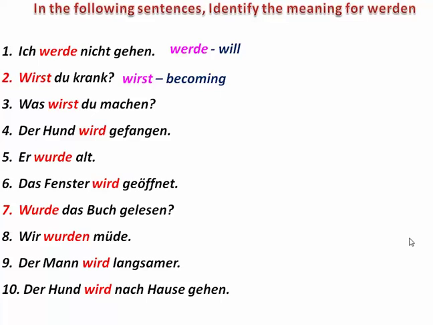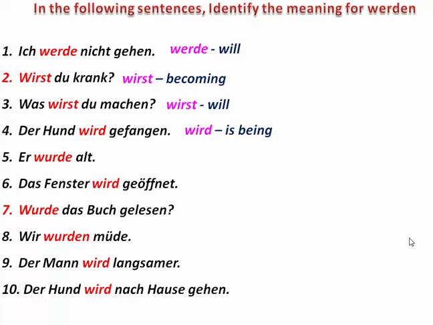Nummer 3, was wirst du machen? Again, this is the future tense, and we can tell this because machen is at the end, and it's in its infinitive form. It's a question, but it's still the future tense. Der Hund wird gefangen. The dog is being caught. This is the passive voice, present tense. So der Hund wird gefangen, or the dog is being caught.